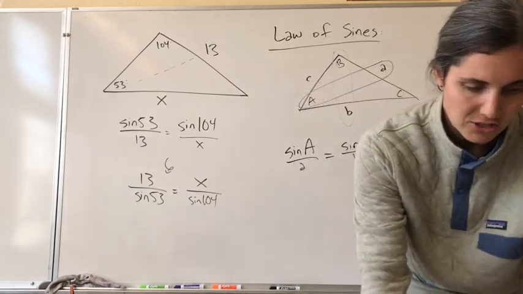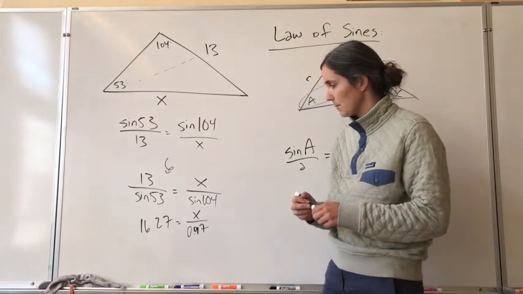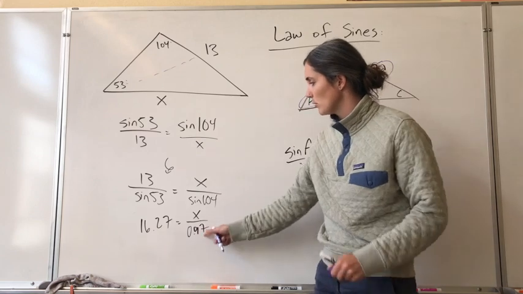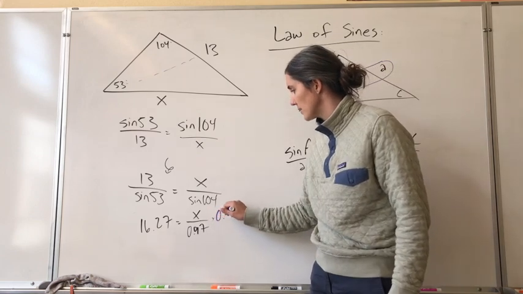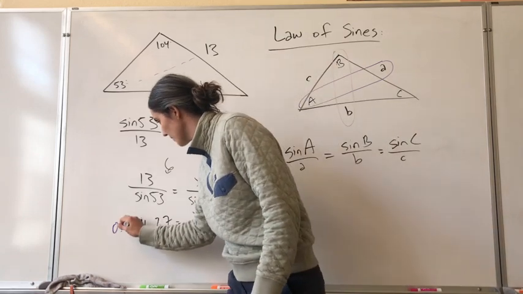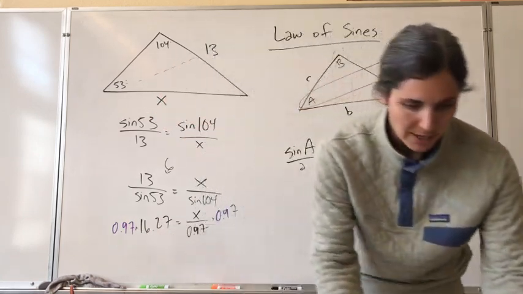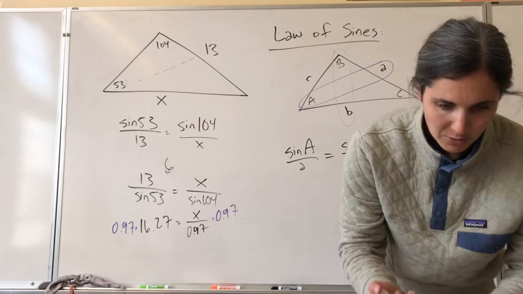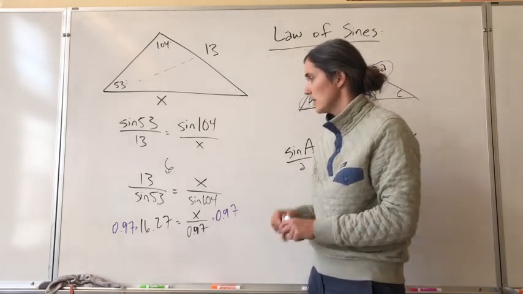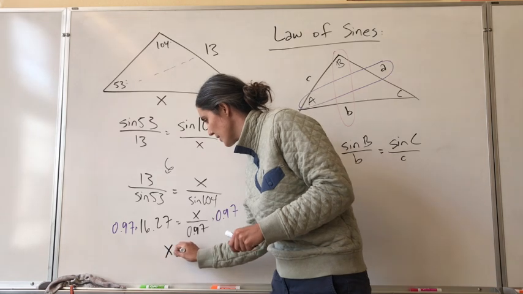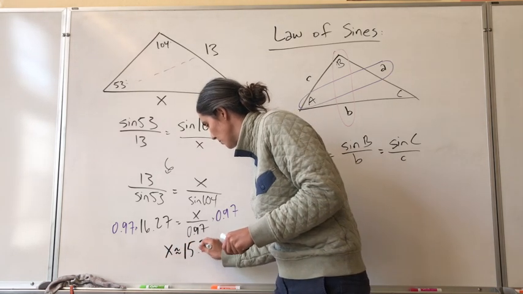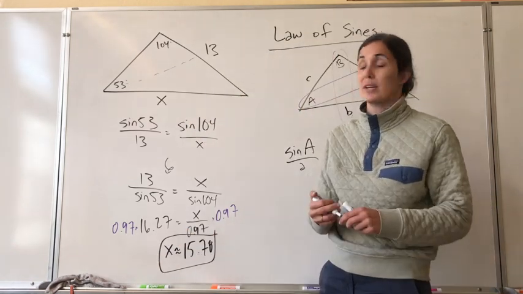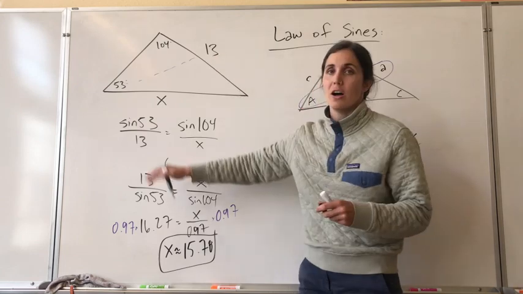Using a little bit of calculation here by entering these things into the calculator, now we're left with a relatively simple equation that I just need to undo by multiplying both sides by 0.97. And when we do that, we get an answer that maybe you recognize from earlier in the video that x is around 15.78. We're off on the hundredths, that's just due to rounding, but this is how we use the law of sines.